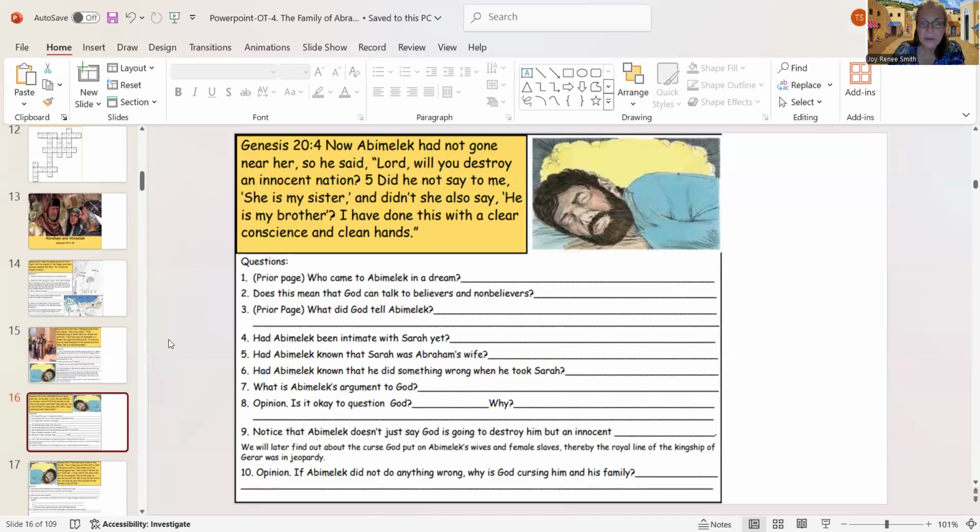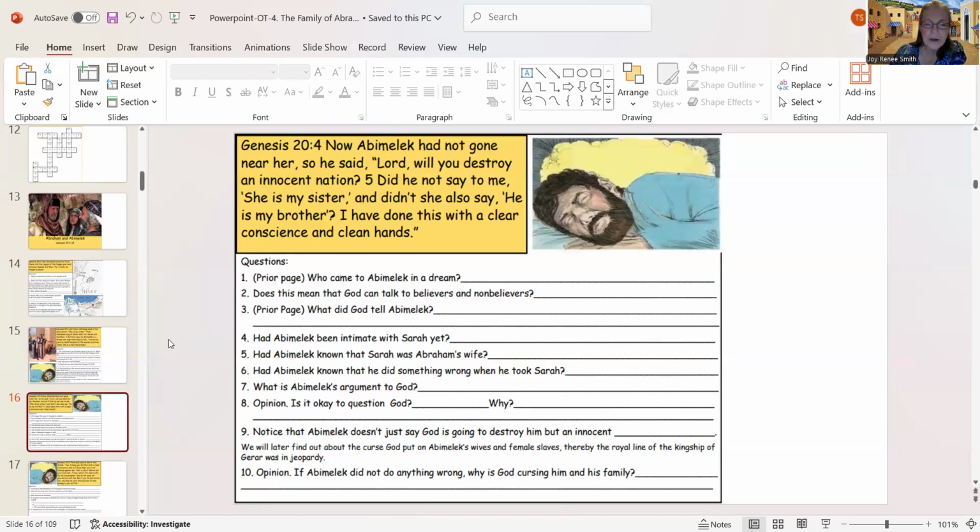Had Abimelech been intimate with Sarah yet? No, he hadn't been intimate with her yet, excuse me. Had Abimelech known that Sarah was Abraham's wife? No, he had not known that. Had Abimelech known that he did something wrong when he took Sarah? No, it was just the custom of the day.